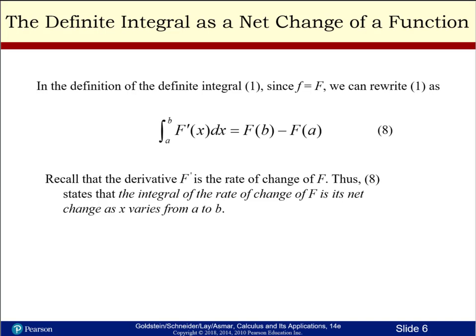Cool. In the definition of the definite integral, since little f equals capital F, we can write number 1 as the integral from a to b of f prime of x dx equals capital F of b minus capital F of a. Now recall that the derivative of f is the rate of change of f. Thus, by number 8, the integral of the rate of change of f is its net change as x varies from a to b. And that's all we have on this one. We're just going to be substituting in those numbers and crunching out from our antiderivatives or our integrals.